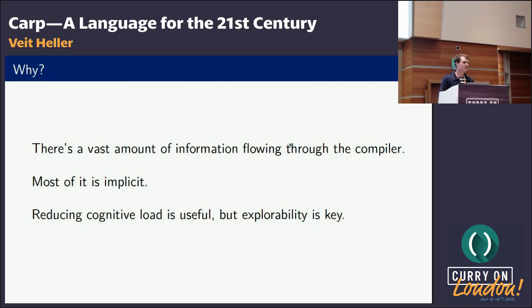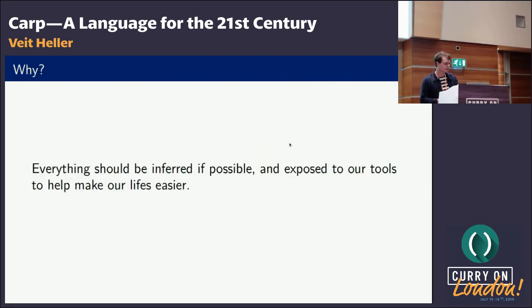And that's fine because it reduces cognitive load. You don't have to think about these things, but you still have to have it be explorable, because otherwise when something goes wrong, you have no way of knowing what went wrong. So in a nutshell, Carp believes that everything should be inferred if possible and exposed through tools to help us, and we should only have to worry about things if we need to.